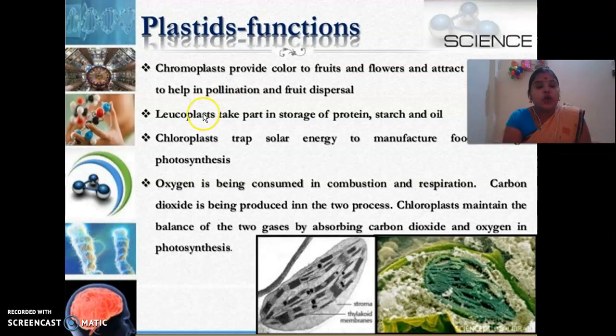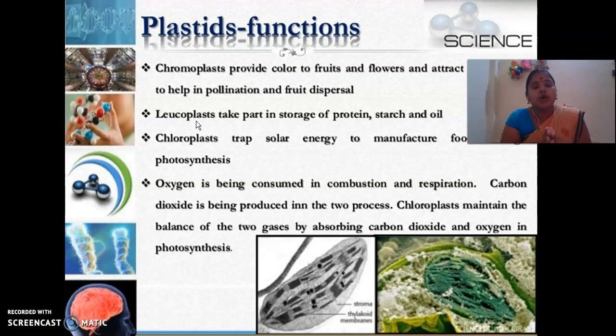Okay. Next, leucoplast. Leuco means white color. So chromo means attractive color and leuco means white color. Leucoplast takes part in the storage of protein, starch and oil. This is also in the plant. Okay, leucoplast. And the next one is the chloroplast.